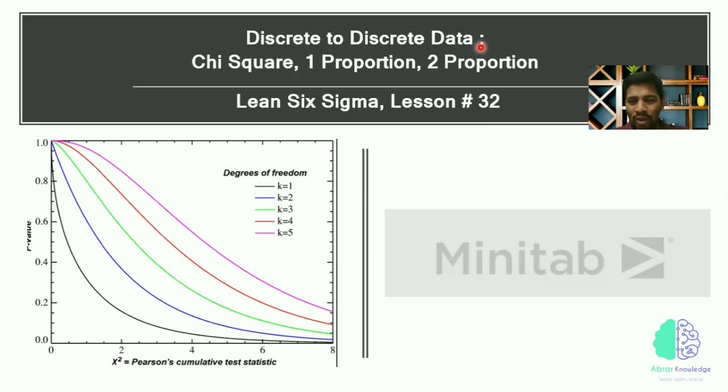One, if you have only a single line of text or a single column, you can use one proportion data. If you have two columns, you can use two proportion data, and you can also use chi square as well. This subject is very interesting and a little bit deeper, and I'm sure that at the end of this video you will definitely get the full idea and full knowledge about chi square.